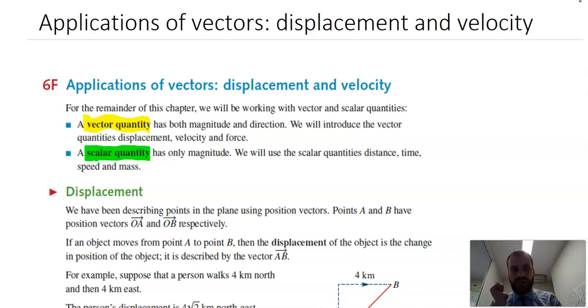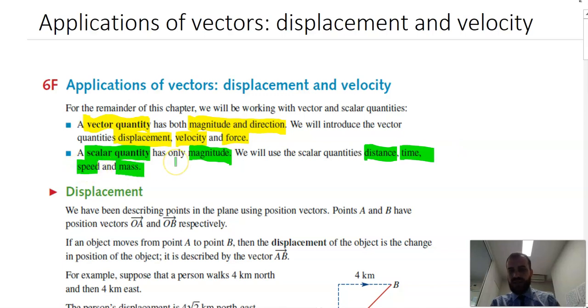Now, importantly, a vector quantity has magnitude and direction, whereas a scalar quantity is just a number, it just has magnitude. So you've got some examples there. Vector quantities that have magnitude and direction are displacement, velocity, and force. So displacement, it's not just about how far you traveled, it's what direction you traveled in. Whereas with a scalar quantity, you can see that's the opposite. We're just talking about distance. That doesn't tell you what direction you traveled in, it just tells you how far. Time is just a number, speed is a number, mass. These are all just numbers. That's what we mean by a scalar quantity.